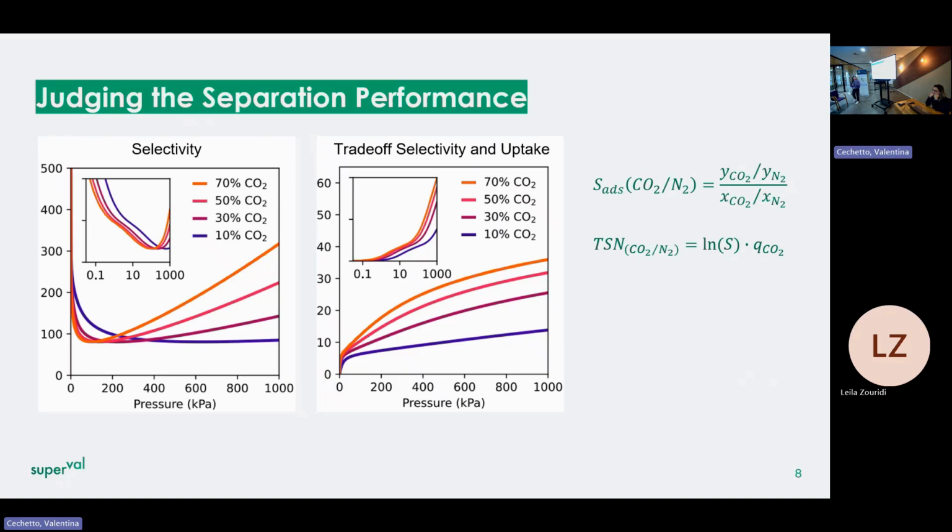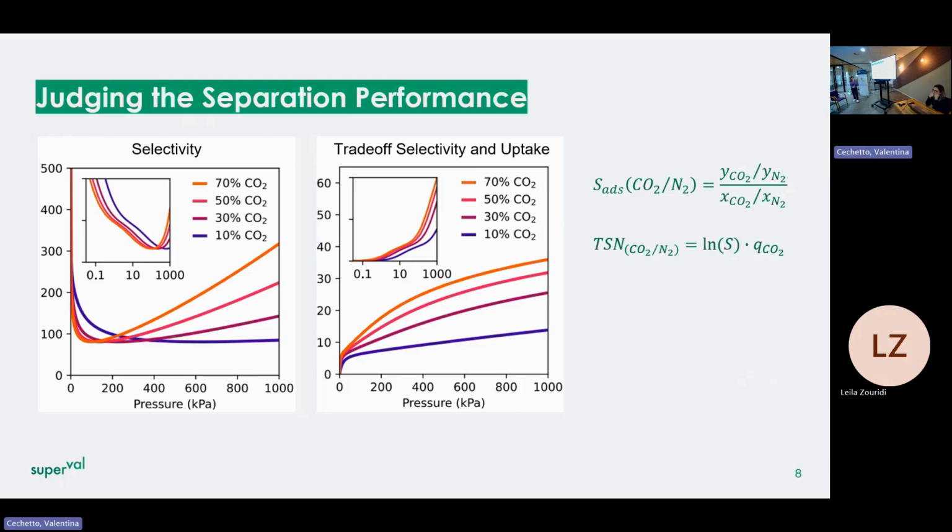So in the past years, I have now seen some papers that report a TSN number. It's called the trade-off of selectivity and uptake. It uses the log of the selectivity and then also multiplies it by the actual uptake of CO2. And this is then seen as kind of representing the fact that in general, in a separation, you want good selectivity, but still you need to capture some of the actual product that you want to capture.